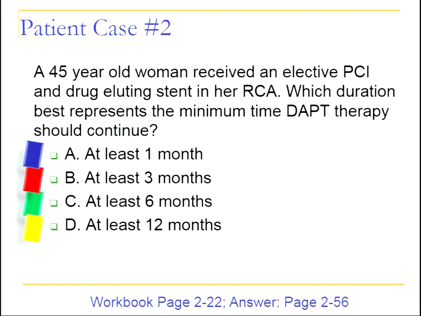Okie doke. So moving on, we're going to talk about the duration of dual antiplatelet therapy if you place a stent. So this is a woman who's received an elective PCI, and so which option represents the length of therapy that this patient should receive dual antiplatelet therapy? I kind of want to see colors on this one. Okay, so lots of D's, some different colors.